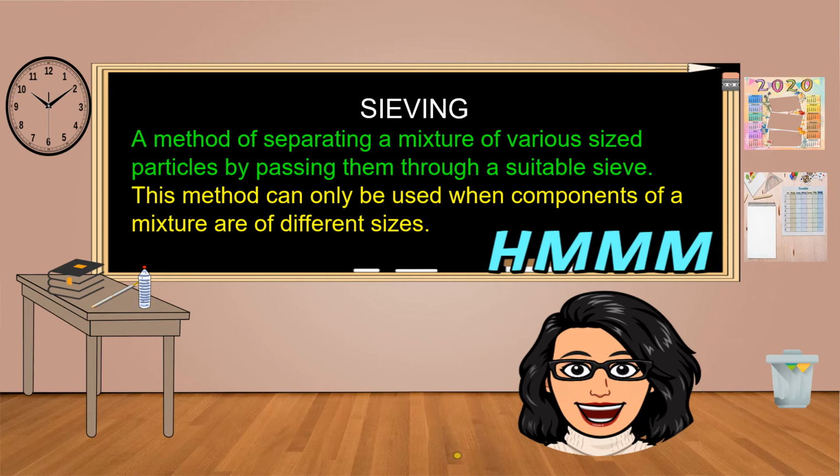And this process is called sieving, a method of separating a mixture of various sized particles by passing them through a suitable sieve. This method can only be used when components of a mixture are of different sizes, because if they are of the same size, both the components will go through that sieve and then this process will not be helpful to us.